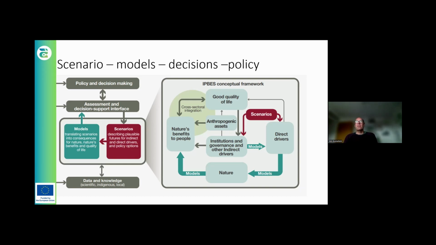So here is the conceptual framework again for the Intergovernmental Panel on Biodiversity and Ecosystem Services, and you can see how there are the direct drivers. In these scenarios, you can include the institutions and governance, nature's benefits to people, good quality of life, and the scenarios slot into that conceptual framework really nicely, because it deals with these drivers, it feeds into the models and interacts with that system.